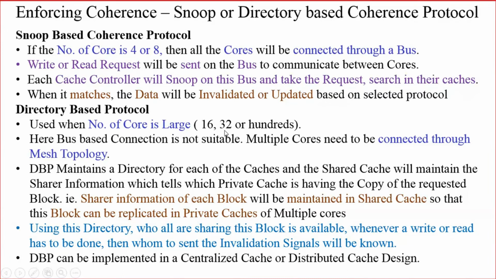The directory based protocol can also be implemented in a centralized cache or a distributed cache design. The directory can be kept in a centralized manner or distributed across the cache. If it is kept in a centralized manner, more requests need to be serviced, so more bandwidth will be utilized or more ports have to be there. But if it is distributed, the number of ports can be reduced and bandwidth utilization will be lesser. So these are the two types of protocol which we can select based on the number of cores.